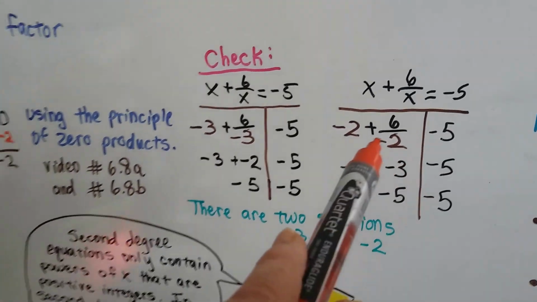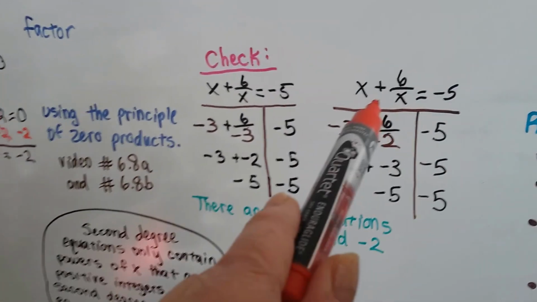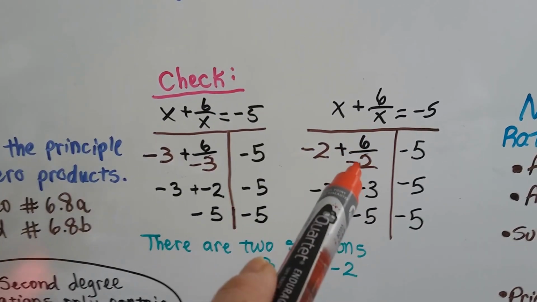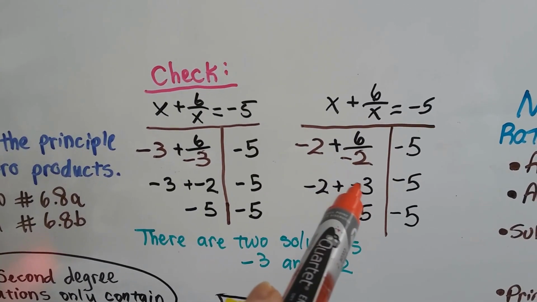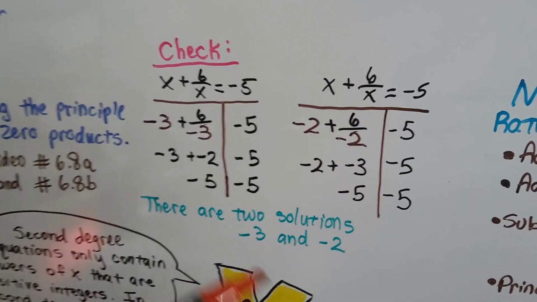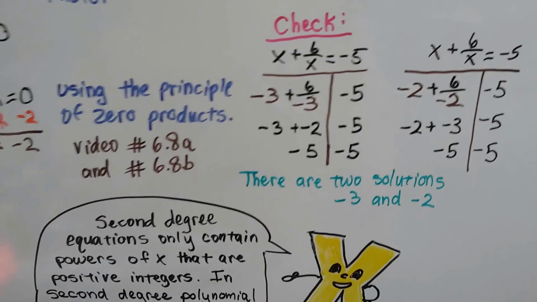Now look at this one. Now let's plug in negative 2 to see if it works in our equation. So we have negative 2 plus 6 over negative 2. Well, 6 over negative 2 is a negative 3, and negative 2 plus negative 3 is negative 5, so that works. So there's two solutions to this, negative 3 and negative 2.